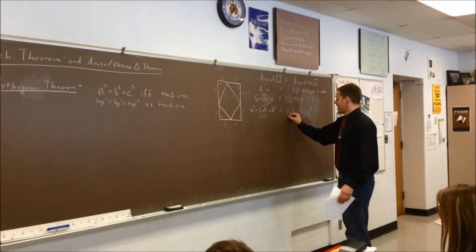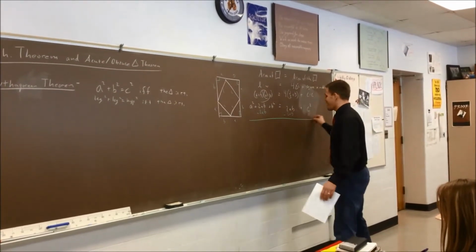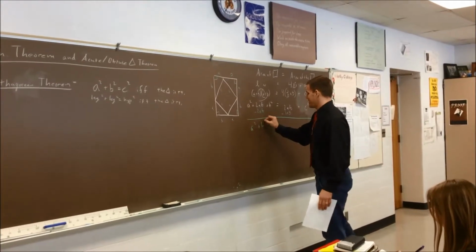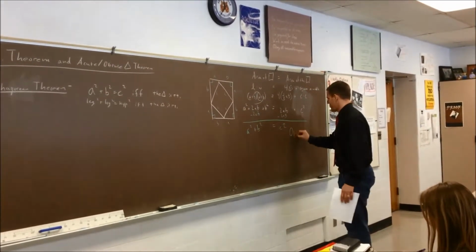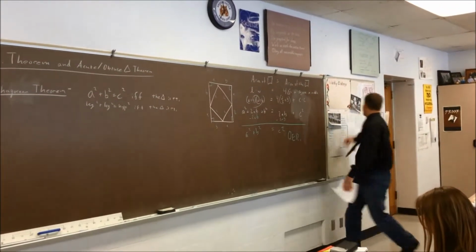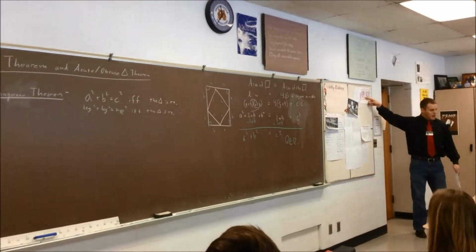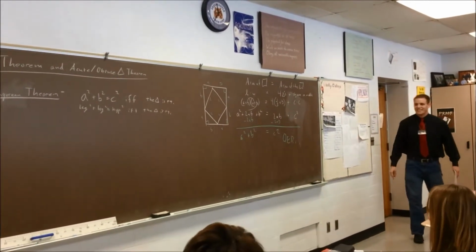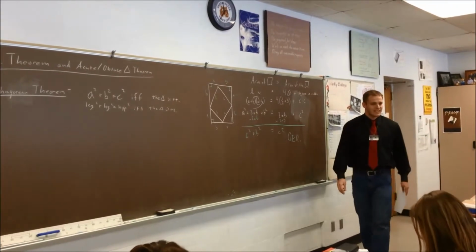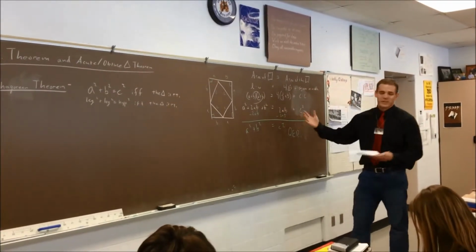Minus 2AB, minus 2AB. Holy freaking cow, Mr. Kuhne. A squared plus B squared equals C squared, QED. Woo! It's exciting. You know it's exciting. Yes. The Pythagorean Theorem. We just proved it.